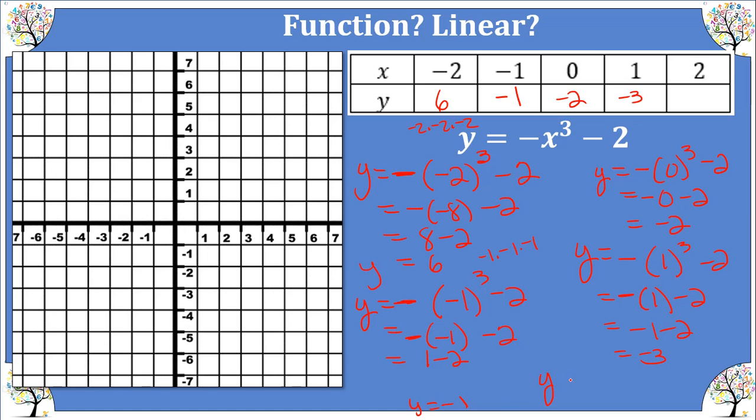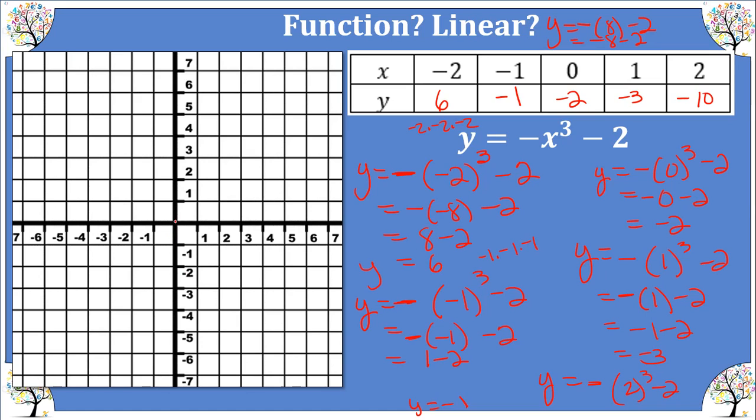And then our last one, y equals negative, and then in parentheses, we have positive 2 cubed minus 2. When we cube 2, we get 8, so we have y equals the negative times 8 minus 2. That gives me negative 8 minus 2, which is negative 10.